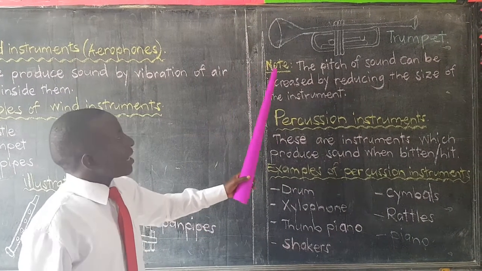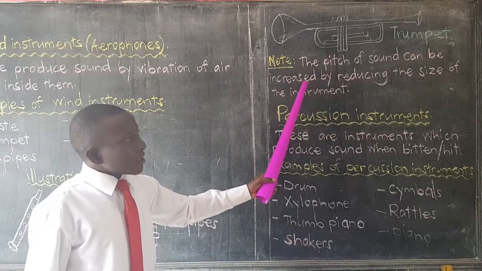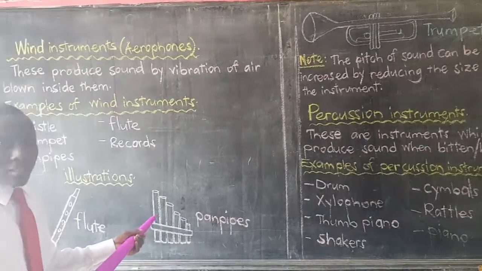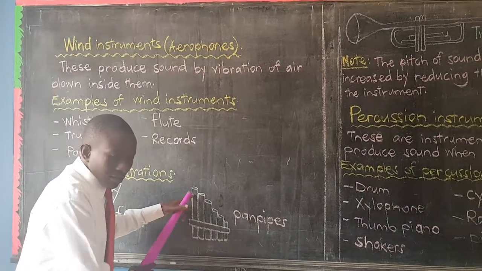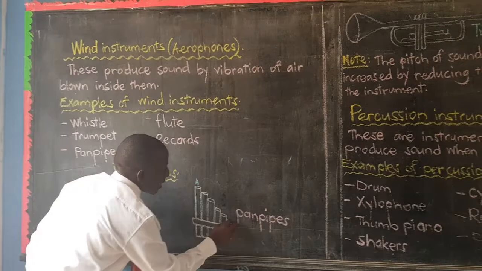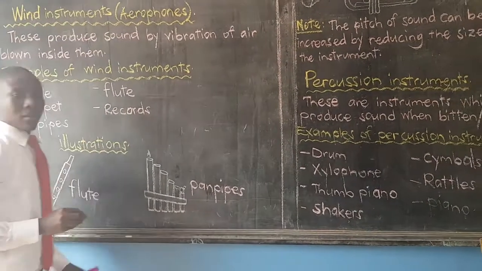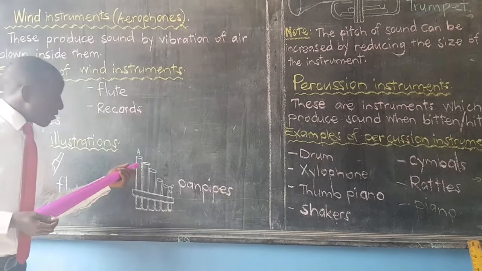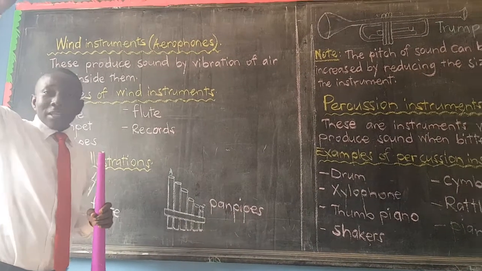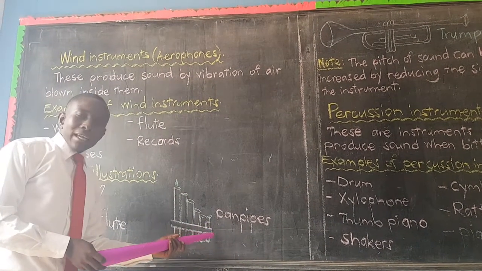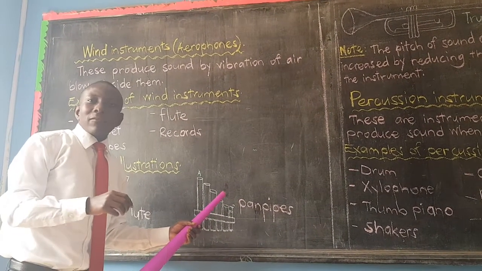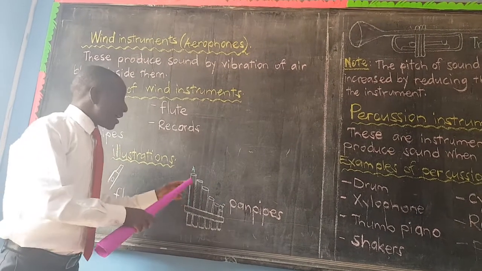Note, the pitch of the sound can be increased by reducing the size of the instrument. For example, when you look at these panpipes, of this one, let me label it A. And then this one, let me label it maybe F. Of A and F, which one do you think produces the highest pitched sound? It is F. Why? It is smaller than A. So air inside it vibrates faster when blown than air inside A.